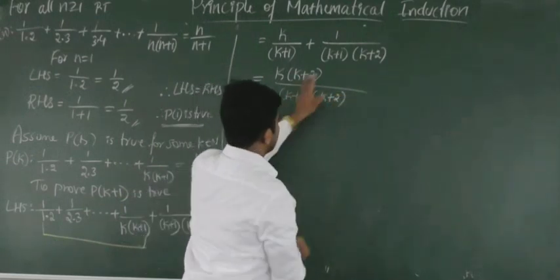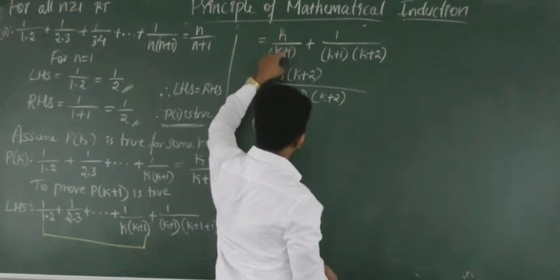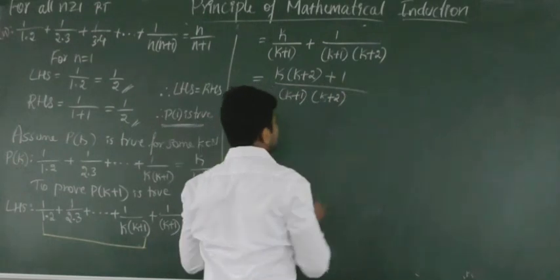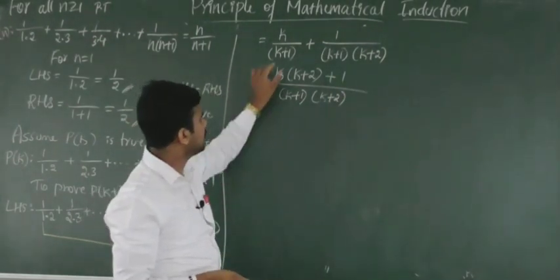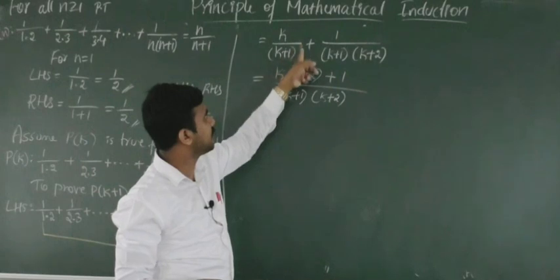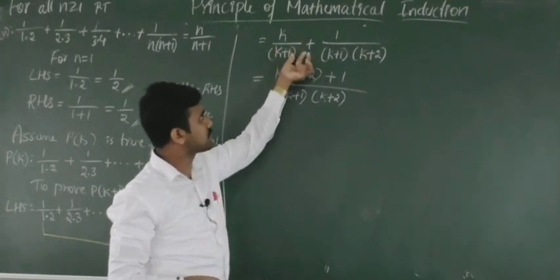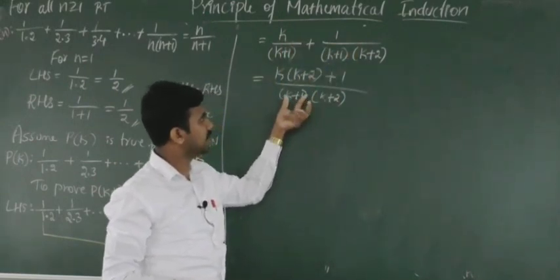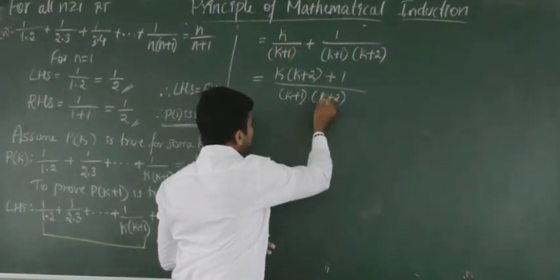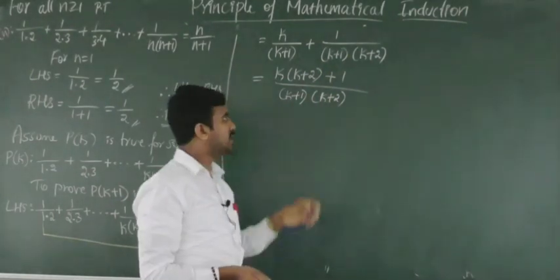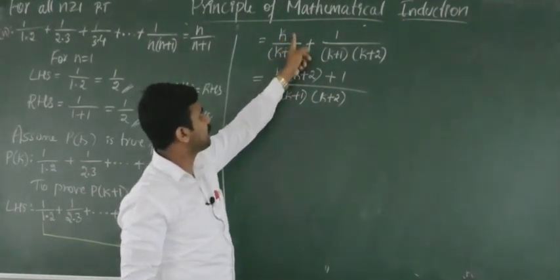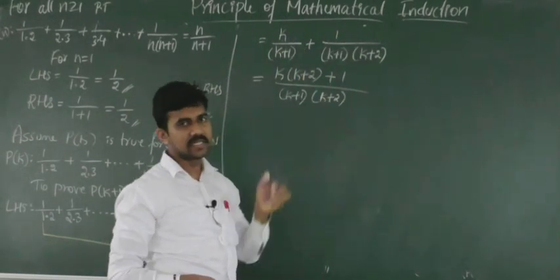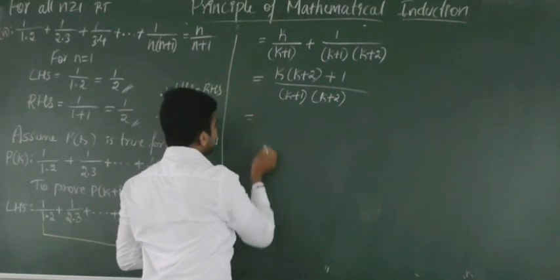So here also k plus 1 into k plus 2 is the denominator, here also the same, and plus 1 as it is, because k plus 2 was not there, so I multiplied and divided, and then k plus 1 into k plus 2 came. So the common denominator is k plus 1 into k plus 2. What is the numerator? Here you multiplied k plus 2, so k into k plus 2, but here you didn't multiply any number, so 1 as it is. Now again simplify this.